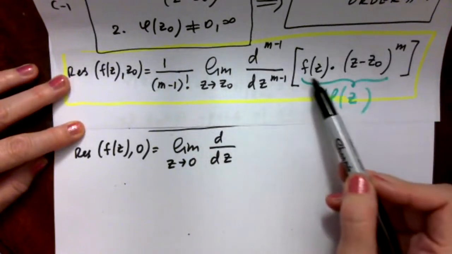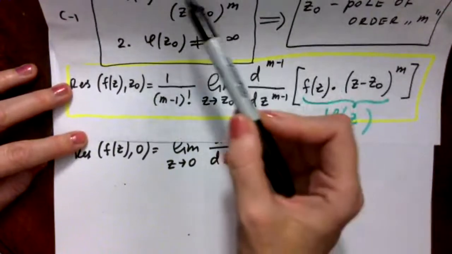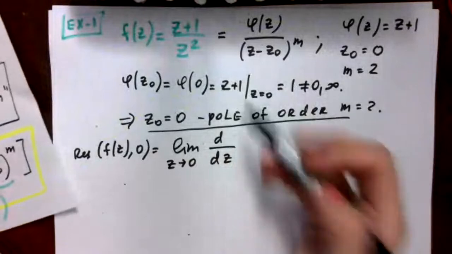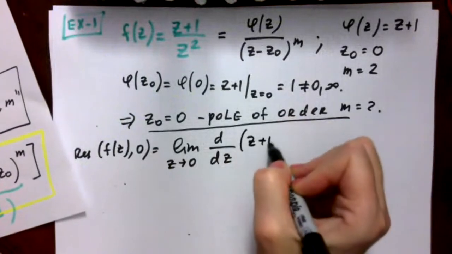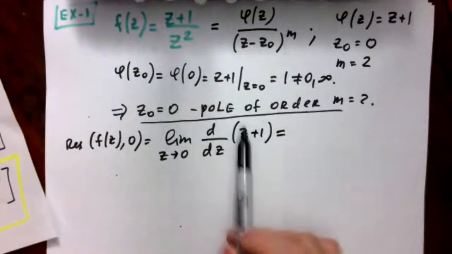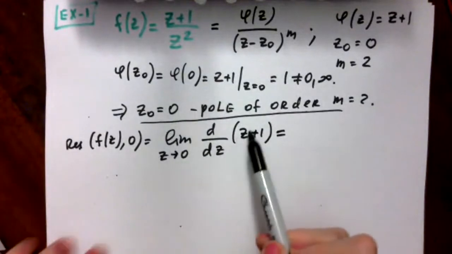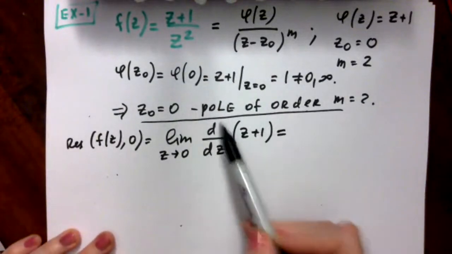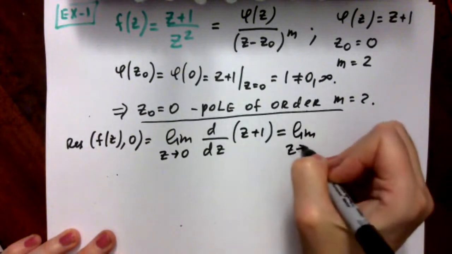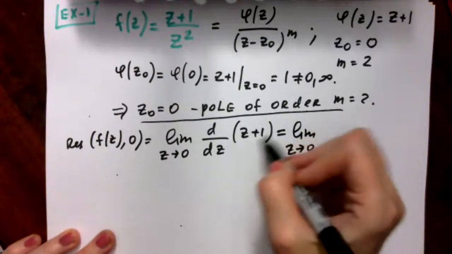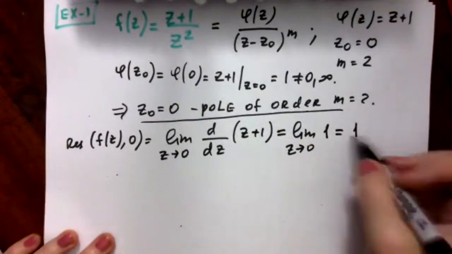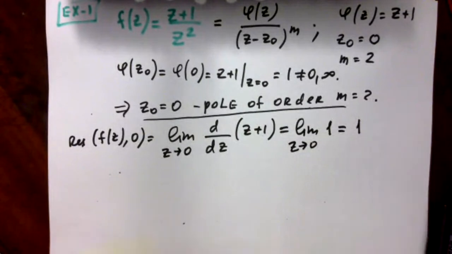And as we discussed before, the whole expression inside the brackets is actually equal to phi of z for any situation. What is our phi of z? It's just z plus 1. So you know what? When you plug your own data into this formula, it doesn't look so terrifying anymore. All we need to do is differentiate this function, which is super easy, of course. The derivative of this function is just 1, and the limit of a constant is the same constant. So the residue is 1. So that's it.